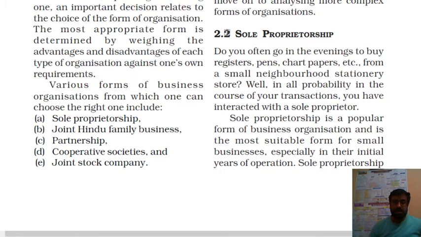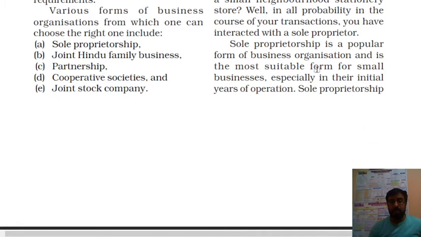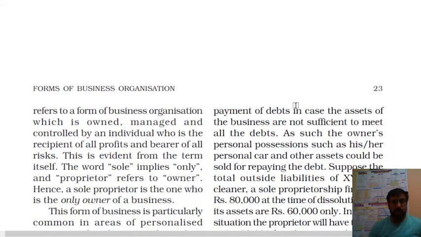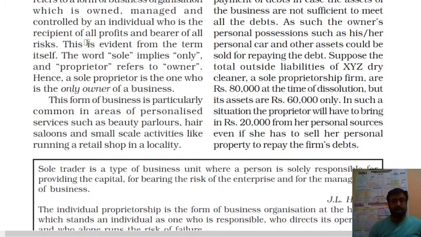So please see on your screen, sole proprietorship is a popular form of business organization and is the most suitable form for all small businesses, especially in their initial years of operation, right? Initially यानी शुरू की स्टेज में, बिगिनिंग स्टेज में जो बिजनेस होता है वो सोल प्रोप्राइटरशिप के फॉर्म में ज्यादा दिखाई देते हैं. Okay, as I've told you, sole proprietorship is one who is the only owner of the business.